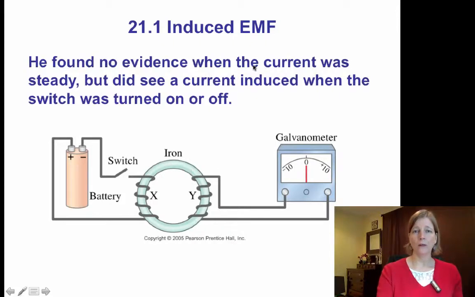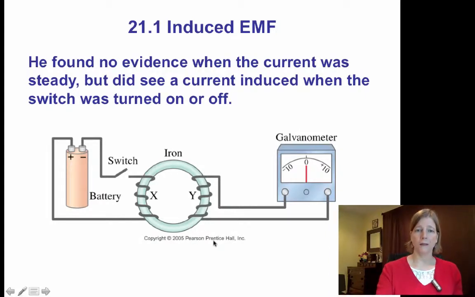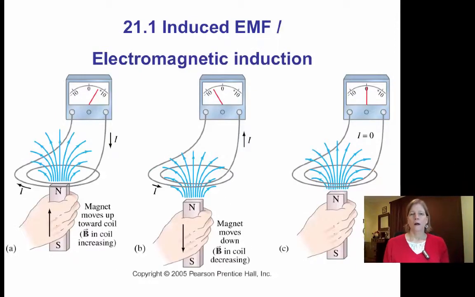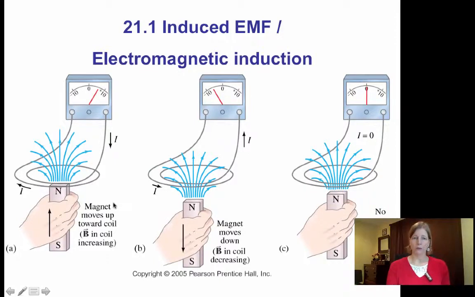He found no evidence when the current was steady or off, but he did see a current when the switch was turned on and off, while there is a changing magnetic field through the iron core, giving a changing magnetic field through the loop on the right-hand side. And so he determined that changing magnetic fields can induce an electric current. All right, that was one way to induce an electric current.